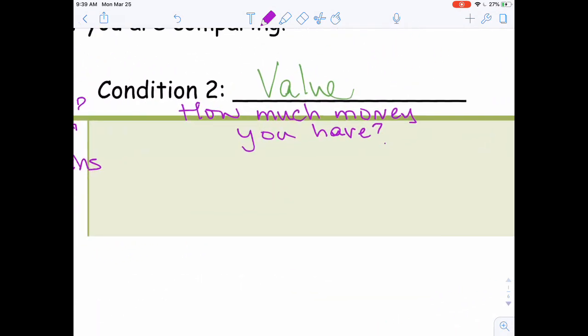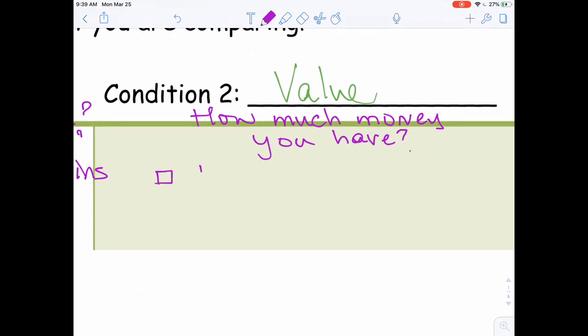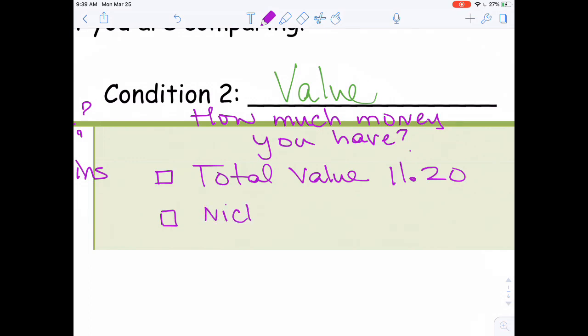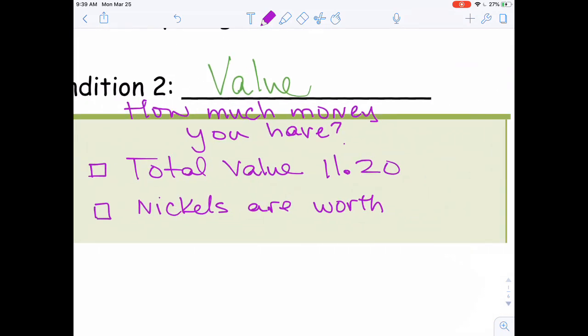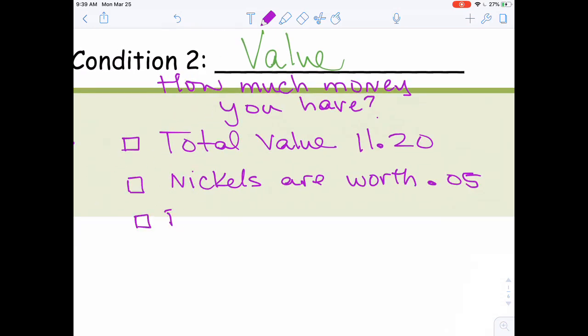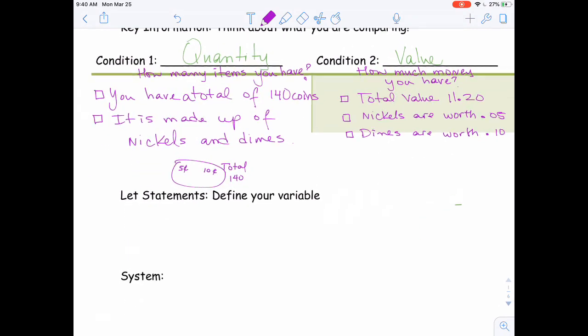Now we go to the value. We know the total value; there's always a total here. The total value is $11.20. We know it's made of nickels and dimes. The nickels are worth 0.05 and dimes are worth 10 cents, which is 0.10. So 0.05 per nickel, 0.10 per dime.